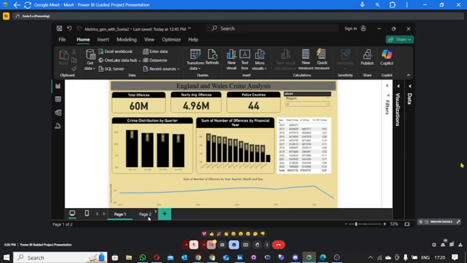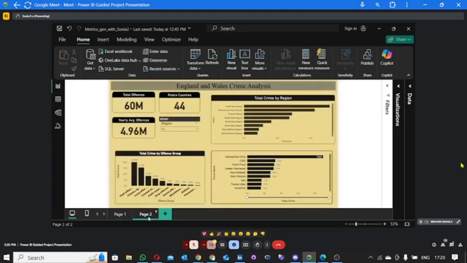Okay, let's go to the next page. Okay, sir. All right, so this next page, I would have preferred that your slicer would be at the position where total offenses is, and then your total offenses can be at the point where yearly average is, and yearly average can be at the point where the slicer is.